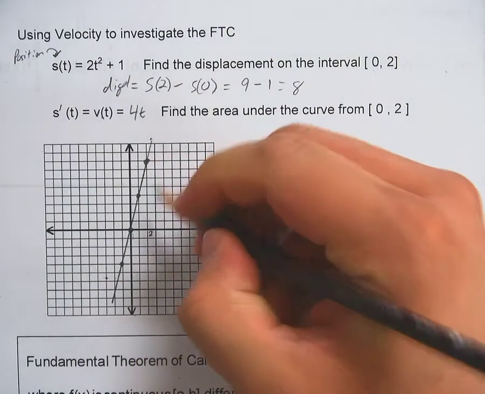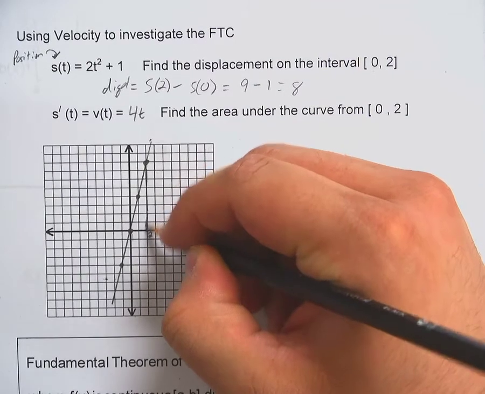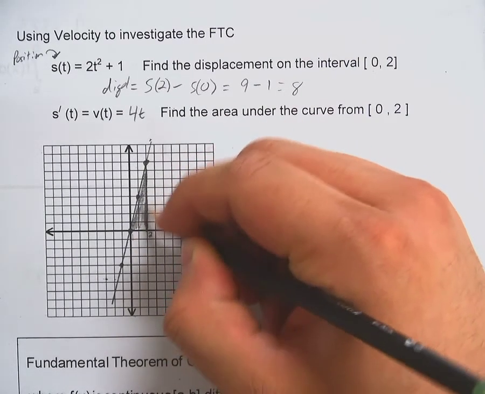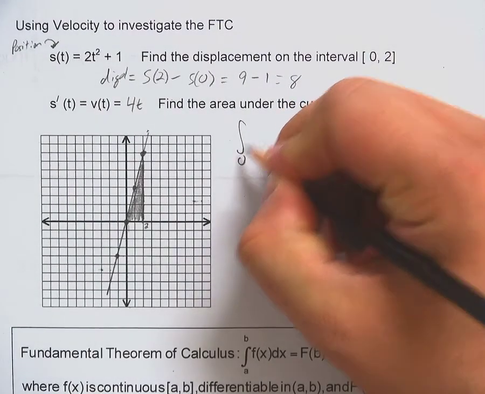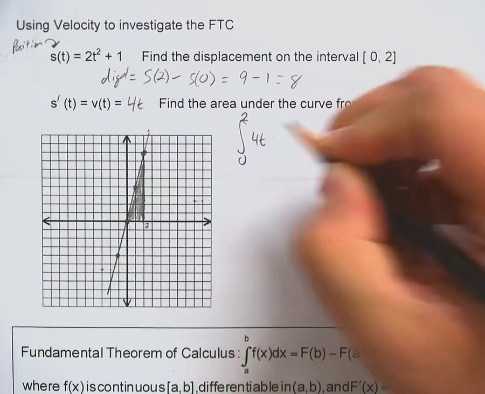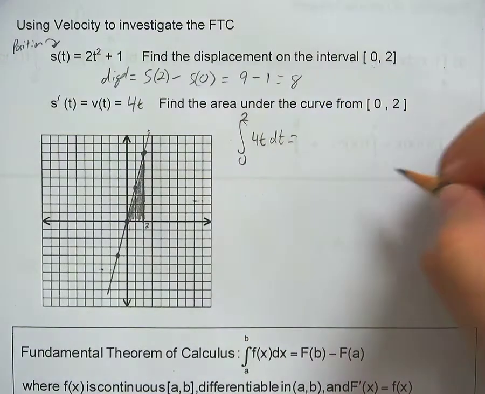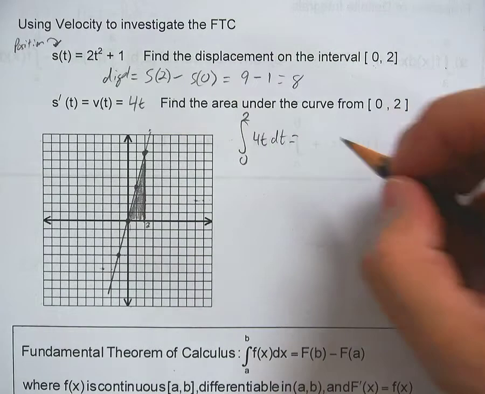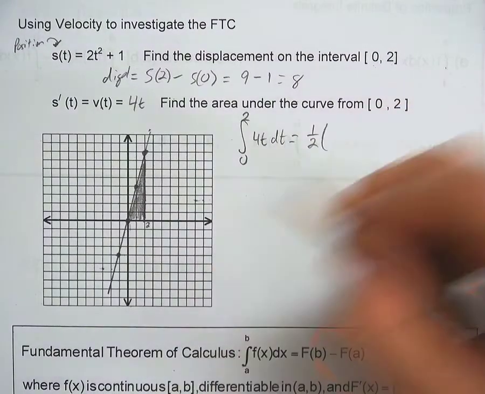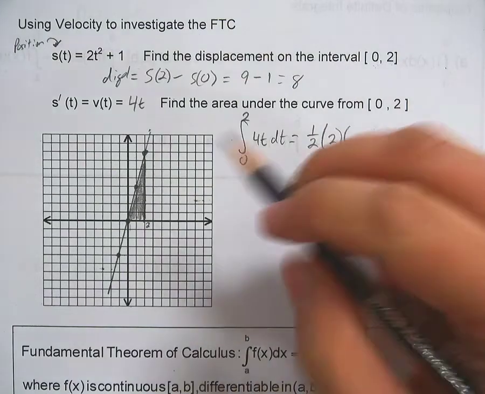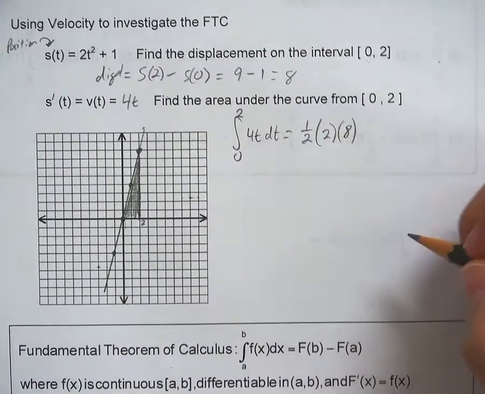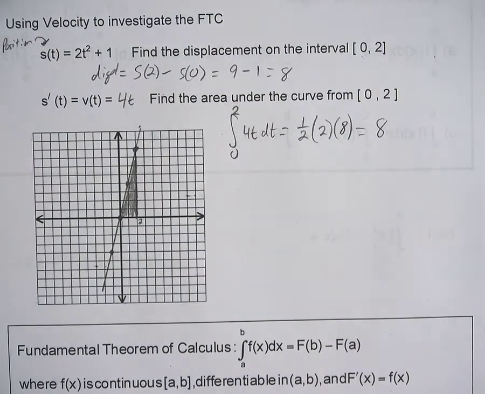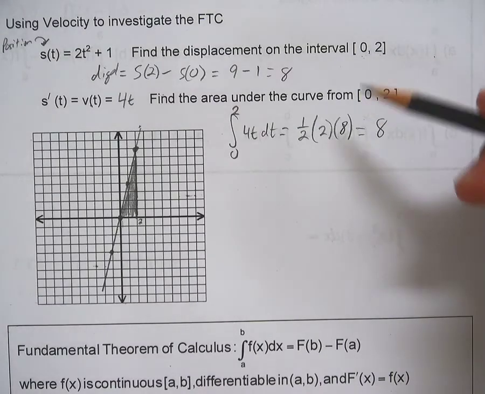So here's 2. They want me to come up with this area right here, right? From 0 to 2. So here's the way that I would look at this. I'd say the integral from 0 to 2 of 4t dt is going to be equal to 1/2, because it's a triangle, so 1/2 base times height: 1/2 base of 2 and a height of 8. And that's from plugging 2 in right here, which is 8. Notice any similarities between these two questions?